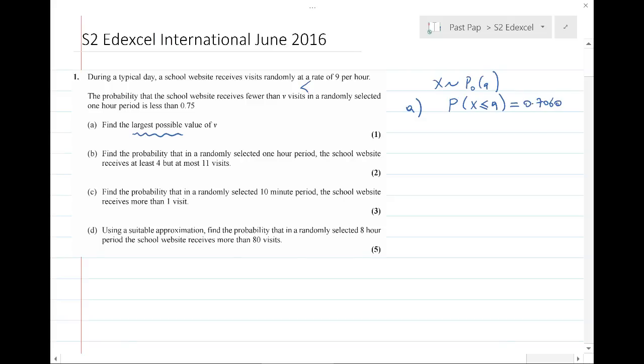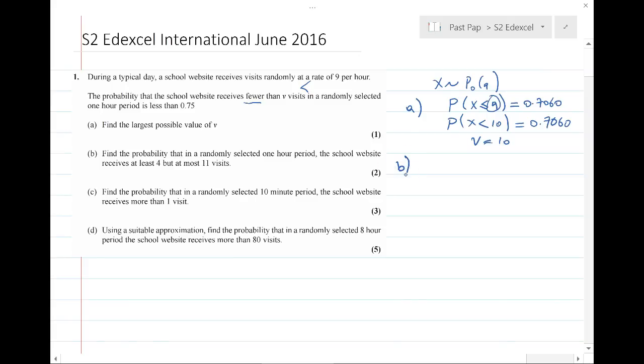Now back to the question. This is the first number that's below 0.75, so this is the largest that X can be, but here's a sting in it. It says that it has to be fewer than this number. So if you like, we could say the probability that X is less than 10 is equal to 0.7060. So V equals 10. Not very nice for 1 mark right at the beginning.